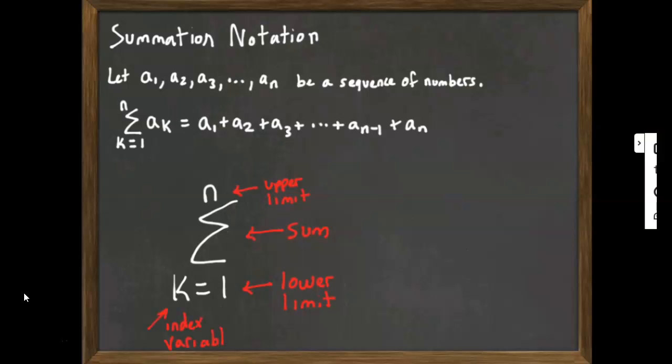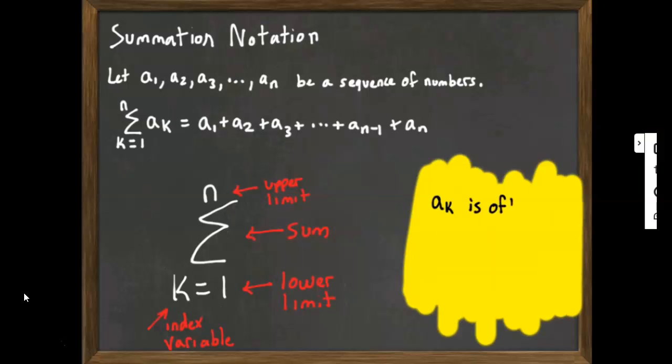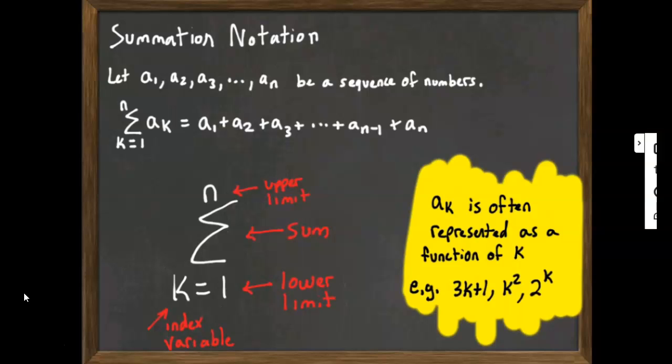And the variable K is the index variable. A lot of times with sums, we tend to use variables I, J, and K for our index variables. And then the AK, which is the thing inside the sum, is often represented as some function of K. A couple of examples: 3K plus 1 could be your expression inside the sum, or K squared, or 2 to the K. Those are just a few examples of some of the things that can go inside of it. So what we want to look at now are some examples working with summation notation. First, just understanding what it is.